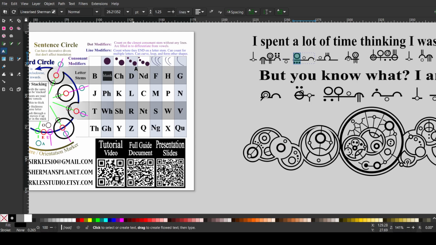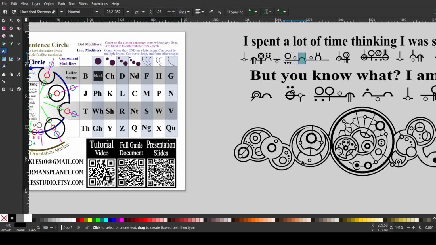And then we have L with 3 dots. 1, 2, 3 dots because it's in the 3-dot column. And then we have an O inside the word circle. And then we have a T, shallow divot with no modifiers. So shallow divot, no modifiers column means there's no dots or lines, which are the kinds of modifiers. And then we have this thing.